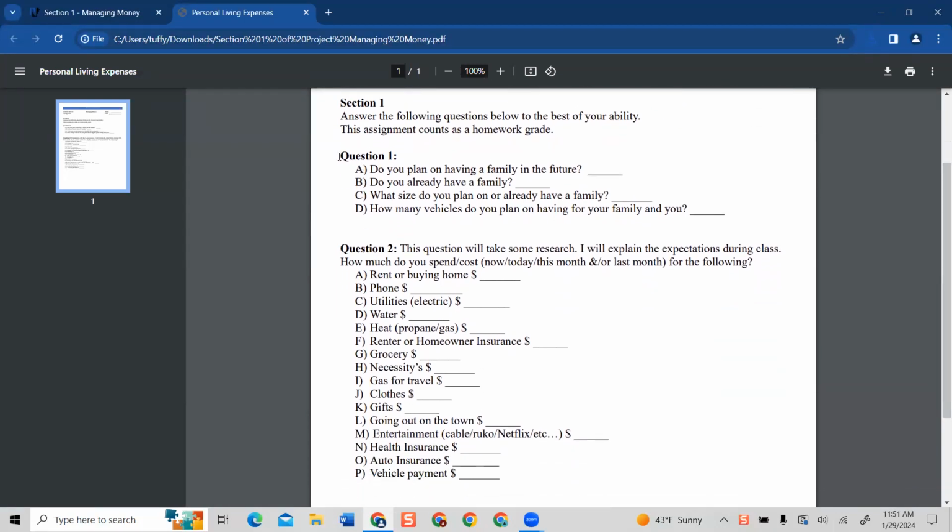So what you're going to do is question 1. Do you have any plans to have a family in the future? And if so, put yes. Do you already have a family? If you already have a family, put yes on B, and you can say have one on A. What size do you plan or already have? So if you want 3 kids and a spouse, then that means there's going to be a total of 5 in the house. And how many vehicles do you plan on having? Because whenever we have a family, sometimes we end up having more than one vehicle. Some people carpool, but once you have a family, you're going to have at least one vehicle. So tell me how many you would like to have.